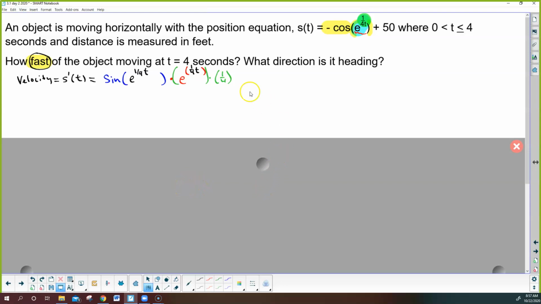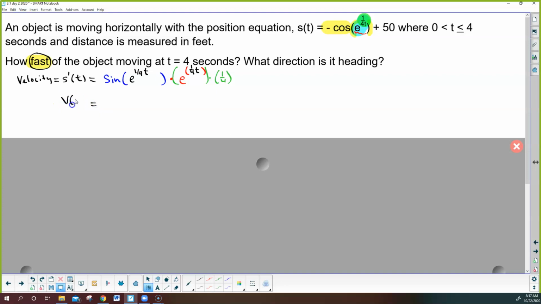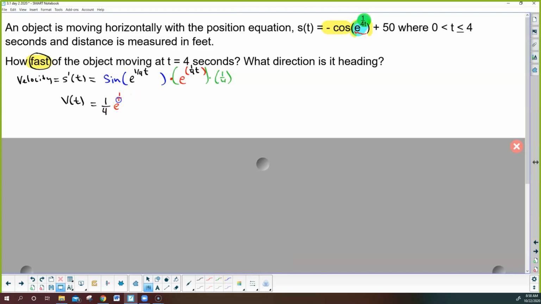Okay, so you could clean this up and rewrite it if you want. I actually think I'm going to because we're going to need it later on. But notice how I'm going to label this. I'm going to call it v of t because that's velocity. So the 1/4 would come out in front, 1/4, and then I would write e to the 1/4 t times sine. And remember, the inner part here, that's protected, so it can't move out. So there's my derivative, or that's my velocity equation.